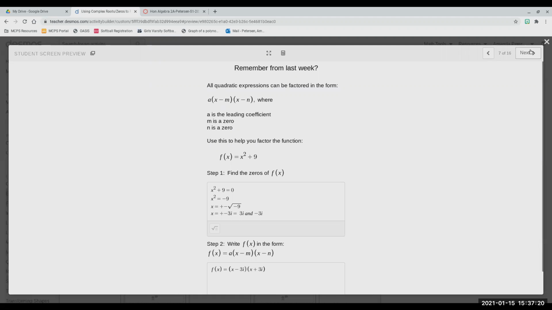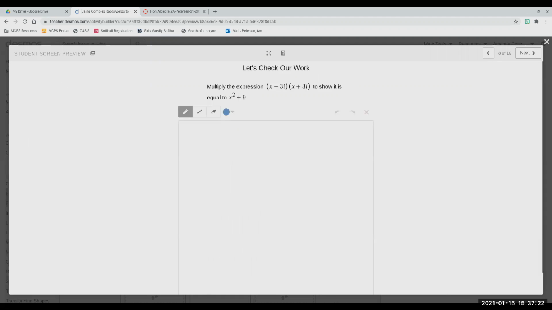So let's go ahead and check our work. And what do I mean by check our work? We just came up with the factored form of x minus 3i and x plus 3i. So we're going to use that box method to check our work. So go ahead and pause the video and check for yourself. All right, let's see how you did.